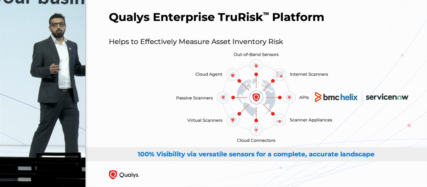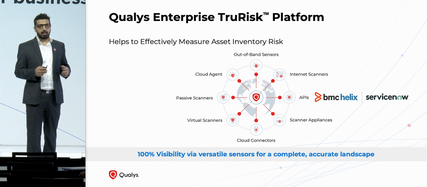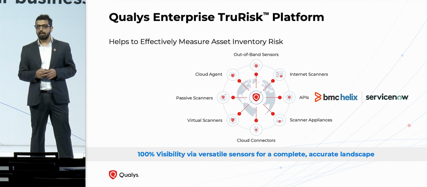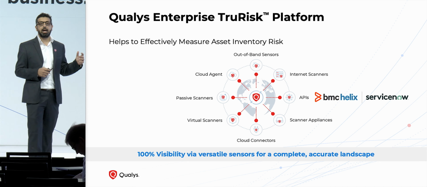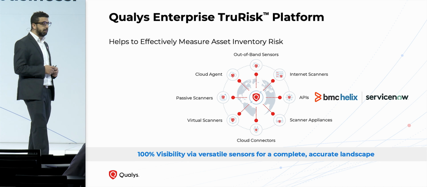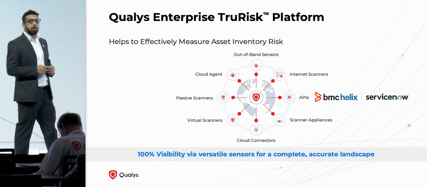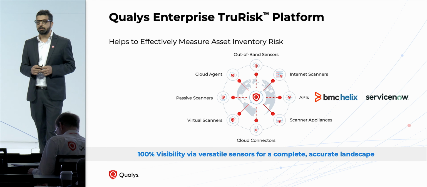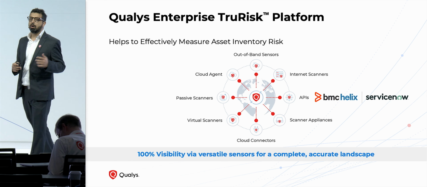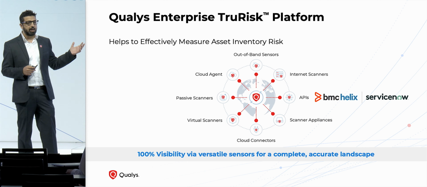As the famous axiom goes, you can't secure what you don't know. And Qualys has the most versatile list of sensors that will provide you the complete inventory of all the assets which are part of your hybrid environments. So Qualys has physical scanners which you can use for your legacy devices and your data centers. Qualys has virtual scanners which you can use for your virtualized environment or for your corporate environment as well.